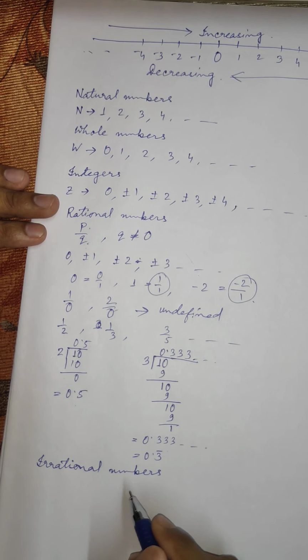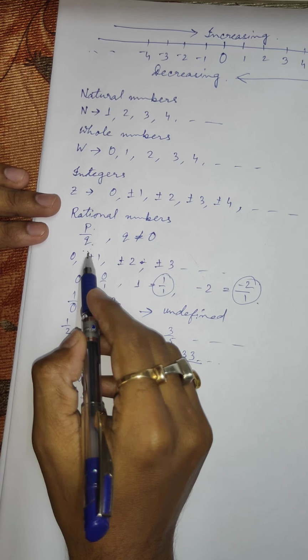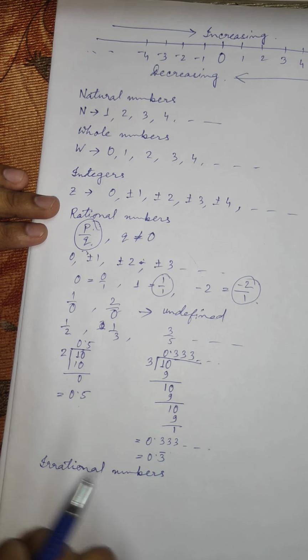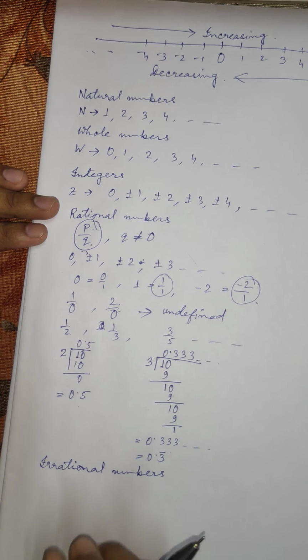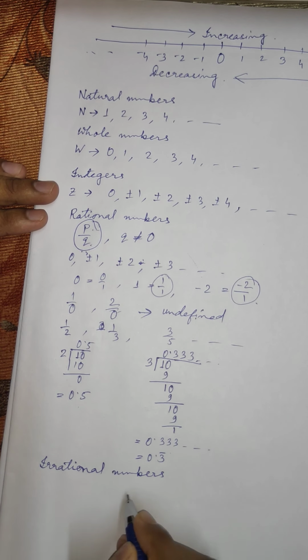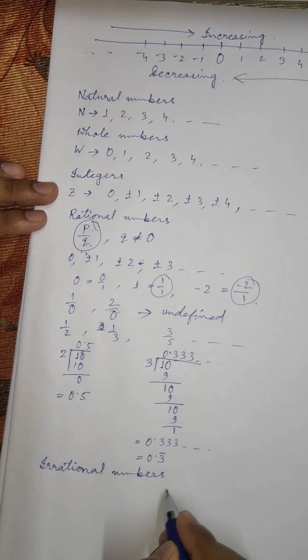Irrational numbers, the definition: the numbers which cannot be expressed in the form of p by q. The numbers we cannot express in the form of p by q are actually called irrational numbers. Mainly, if we take the square root of a prime number, suppose the square root of 2, I am showing the square root of 2.